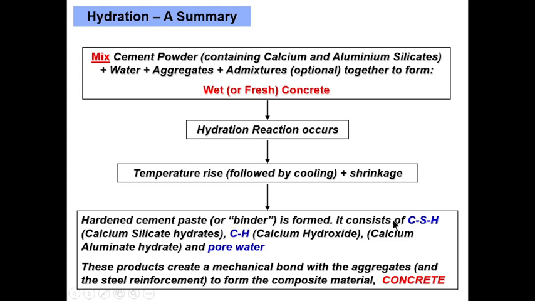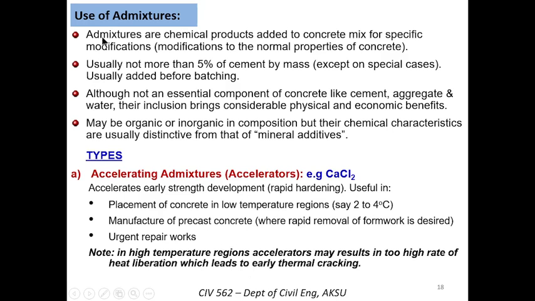The hardened cement paste consists of calcium silicate hydrate, calcium hydroxide, calcium aluminate hydrate, and pore water. So these products create a mechanical bond with the aggregate and steel reinforcement to form a composite material that we call reinforced concrete. So let's look at the use of admixture.